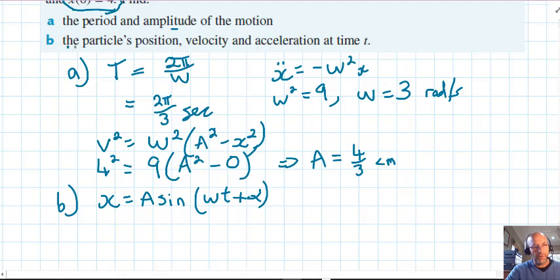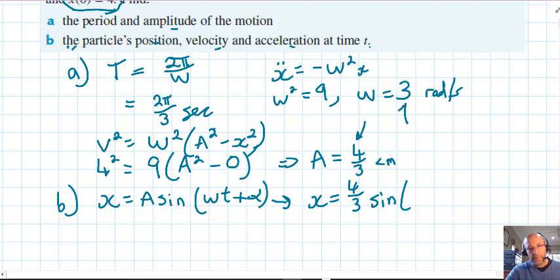So lastly, we've got to come up with expressions for position, velocity, and acceleration at time t. So with displacement, we know that's the form there from our formula sheet. So x, now we can use all of these things we've been given here, is 4/3 sine, we've got omega up here, which is 3t. Now, alpha equals 0 because it starts at the origin, we just saw. So that's our expression there.